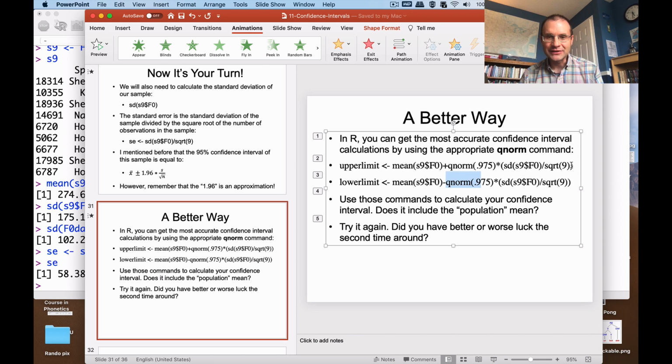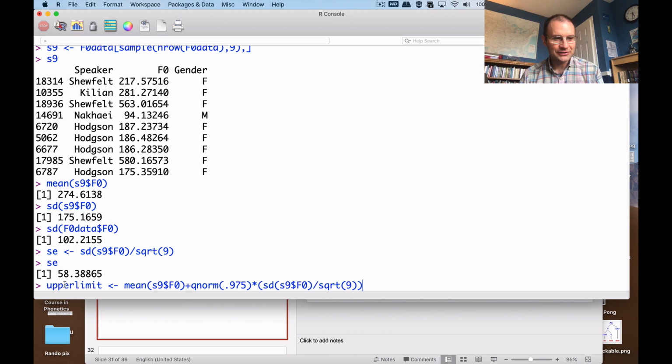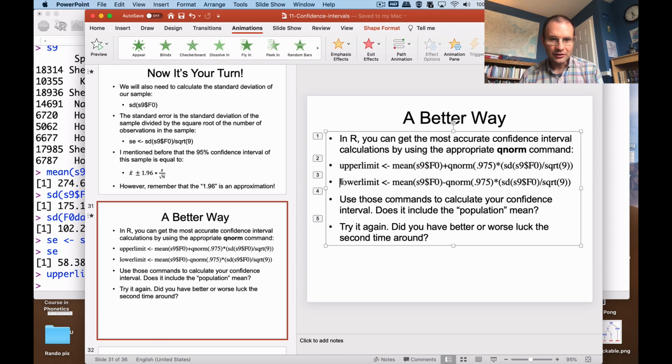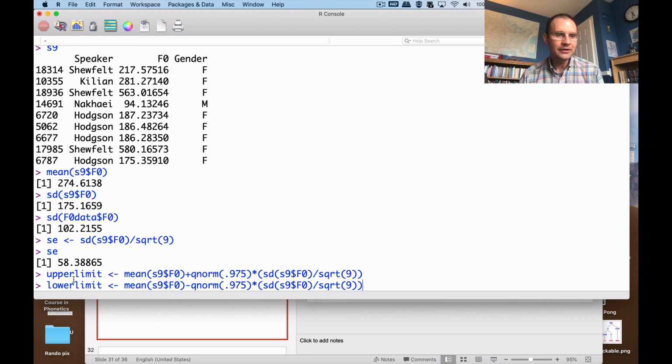But in this particular case, I'm going to subtract that value. So the only thing that's changing between these two equations is that plus is going to a minus down here. And this is going to give me basically the left-hand side of the interval, multiplying qnorm of 0.975 times the standard error in this particular case. So I'm actually going to do this. And if you have been following along on the internet, you should do it too. If you've been following along in class, you should do it as well. And we'll find out if we get the population mean within our confidence interval.